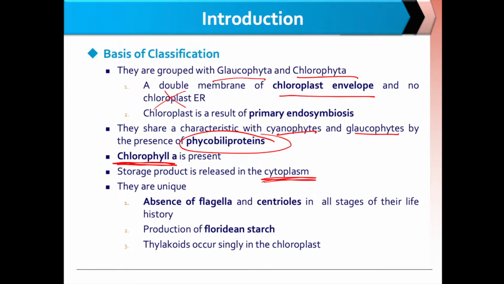Your rhodophytes are unique among most primary endosymbiosis-derived algae in the sense that they don't have any flagella and centrioles in all stages of their life cycle, unlike your chlorophytes and your glaucophytes. Aside from that, they also produce Floridian starch in their cytoplasm. Their thylakoids also occur singly in their chloroplast.